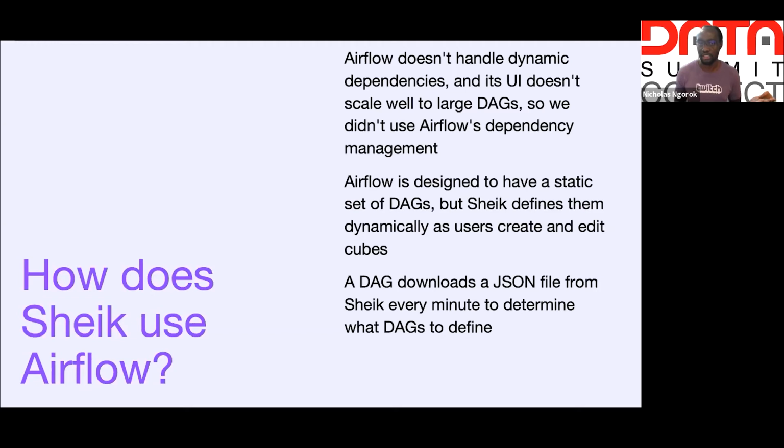Airflow works with a static set of DAGs, but Sheik has a dynamic set of DAGs. You can imagine that, because it's an ever evolving set of cubes. Users are creating and editing cubes, and that changes the dependency chains that are running, so that needs to be regularly updated. How we made this work is we keep track of all of this in our database and have an endpoint that Sheik provides, and then Airflow every minute hits this endpoint to download a JSON file with the most up-to-date DAGs that it should run, and then it actually executes that.